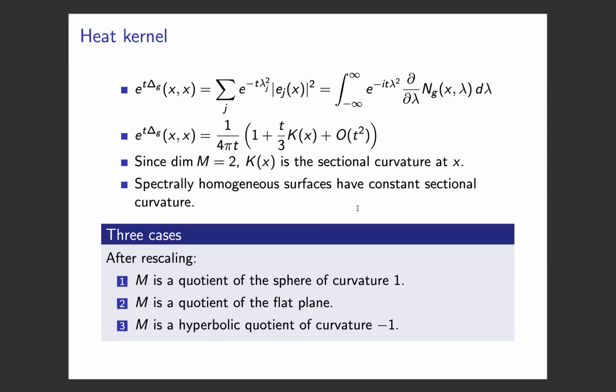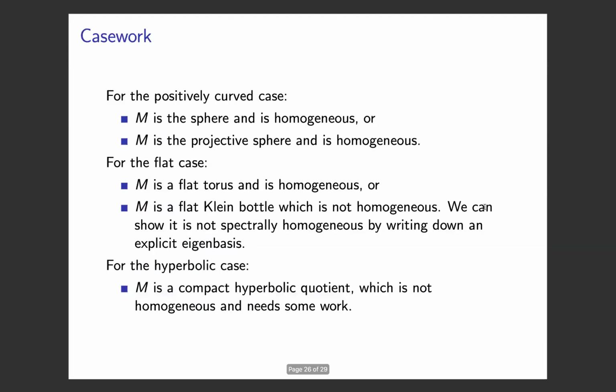So spectrally homogeneous manifolds are quotients of space forms. It can be a quotient of the sphere, it can be a quotient of the flat plane, it can be a hyperbolic quotient. So we're just going to do the casework. The first two cases are easy enough. The sphere and projective sphere are both homogeneous, and we're done. The flat torus is homogeneous, and we're done in that flat case.